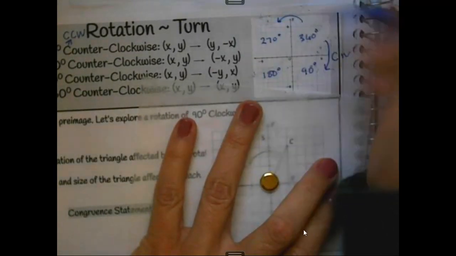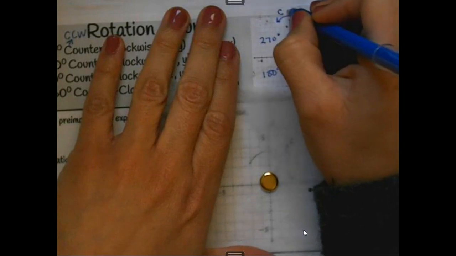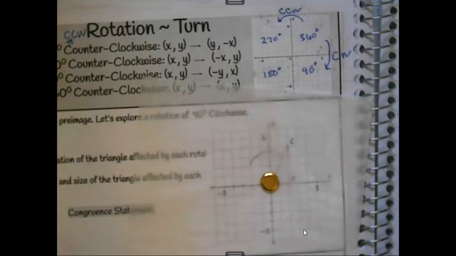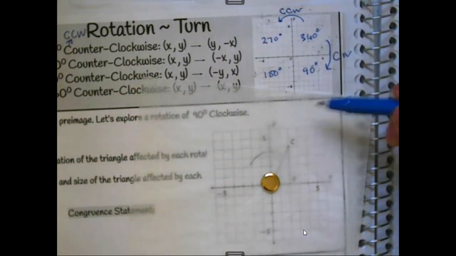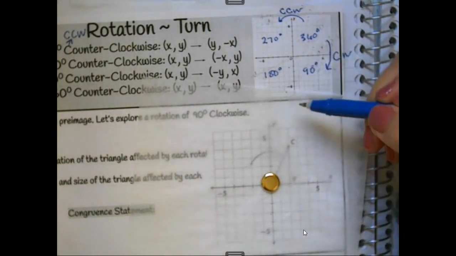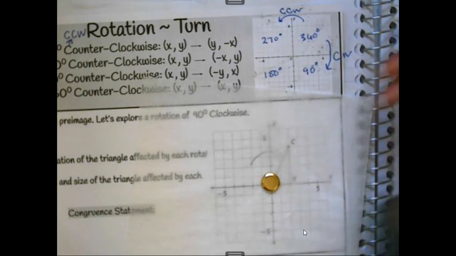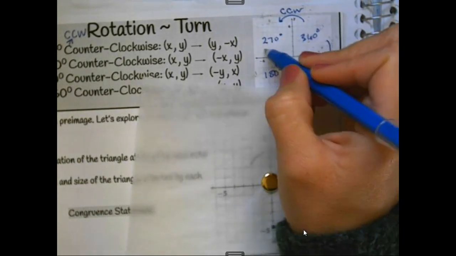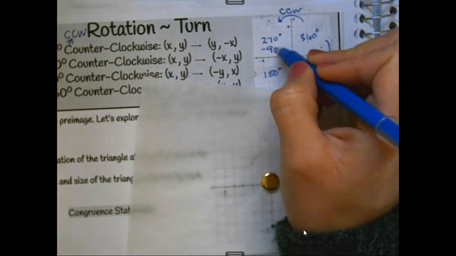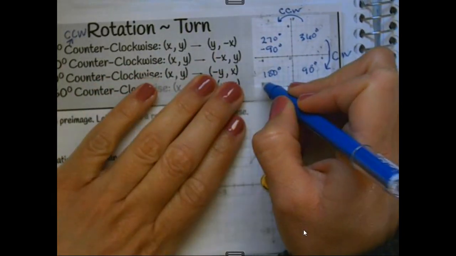All right, now if you're going to go counterclockwise, that's going to be the other direction. So it's like the inverse of clockwise, and we're going to call that CCW. Now, when you go counterclockwise, again, each quadrant is 90 degrees. Counterclockwise, we usually do the degrees as a negative. So one quadrant, that's going to be negative 90 degrees. Two quadrants, it's going to be negative 180.